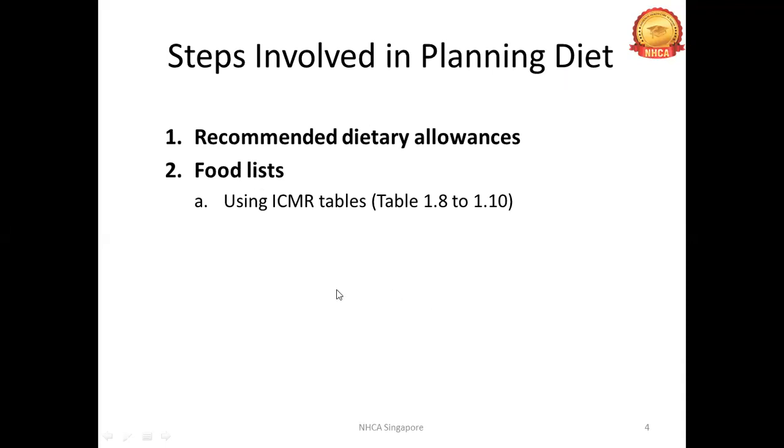So coming to tables 1.8, 1.9, and 1.10. These are the ICMR tables. And what do you think about the content of these tables, is it cooked or uncooked? Just look at the table and see what you think. Is it cooked or uncooked?